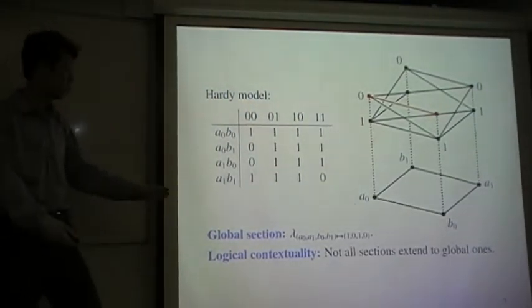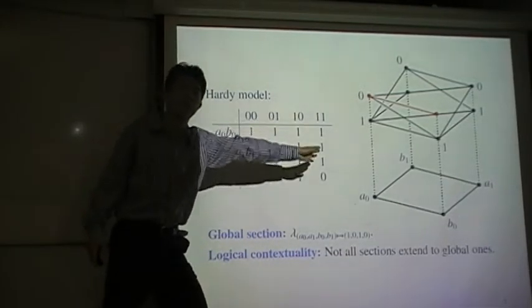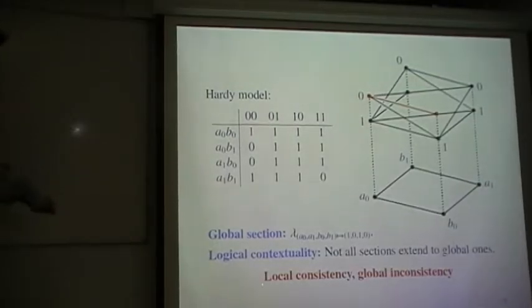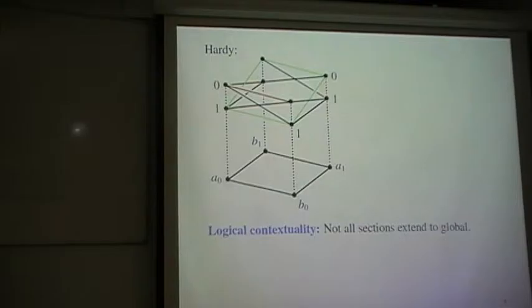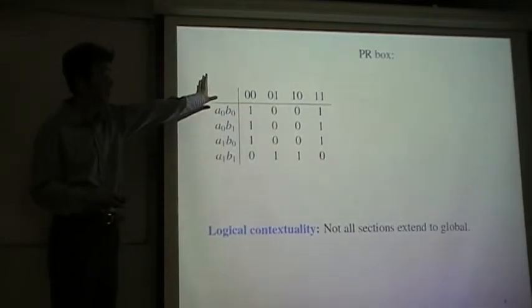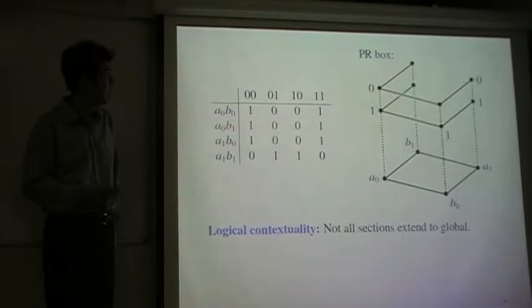That's what logical contextuality boils down to in this topological model. So the upshot is that there's a local consistency but global inconsistency in this picture. Given this, you can think of an even stronger notion of contextuality that is instantiated by the Popescu-Rohrlich box, which looks like this.